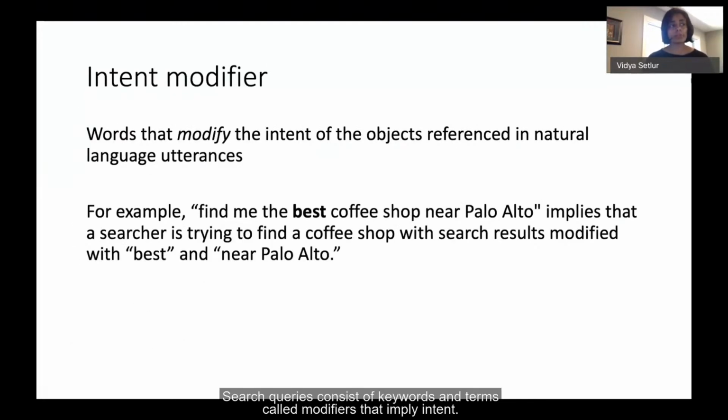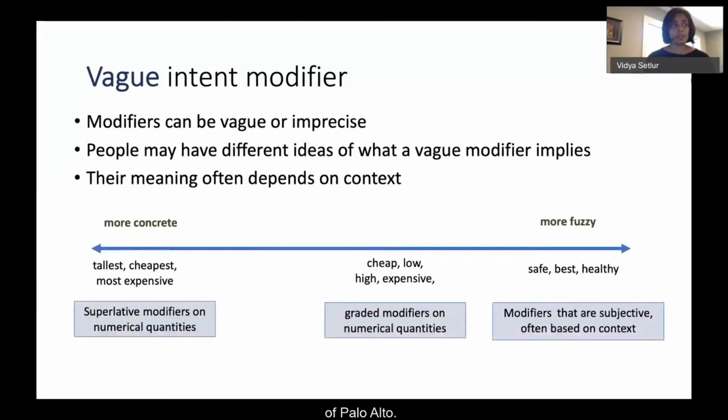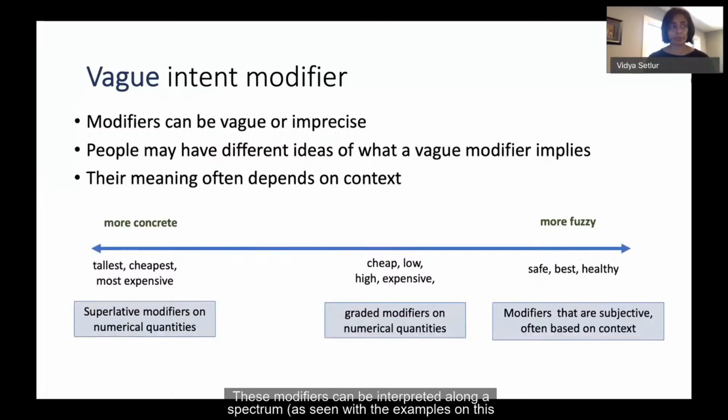Search queries consist of keywords and terms called modifiers that imply intent. Consider the utterance, "Find me the best coffee shops near Palo Alto." The modifier, near Palo Alto, specifies an intent of finding coffee shops in the vicinity of Palo Alto. These modifiers can be interpreted along a spectrum, as seen with examples on the slide, ranging from more precise and concrete ones when used with an item or object, to more vague, where the interpretation often depends on the context of the information and the object being referenced.